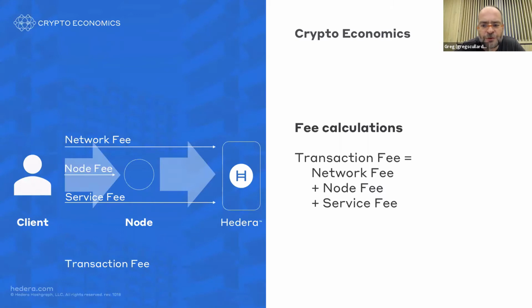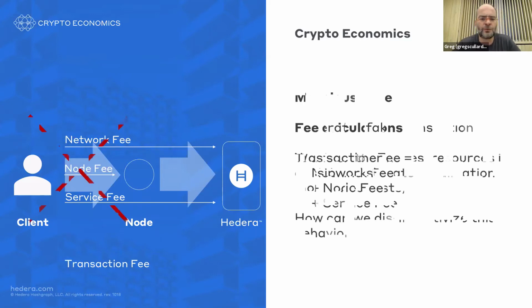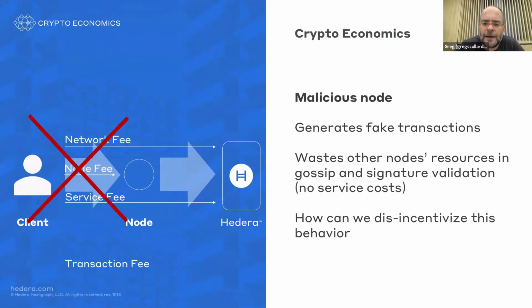We want the network to be trustworthy, and if a node were to be malicious and were to spam the network with lots of fake transactions from a user that doesn't actually exist, it's called a fake client. So I set up my node and I start spamming the network directly with transactions that I generate. How would that work? Or how would we prevent it from happening?